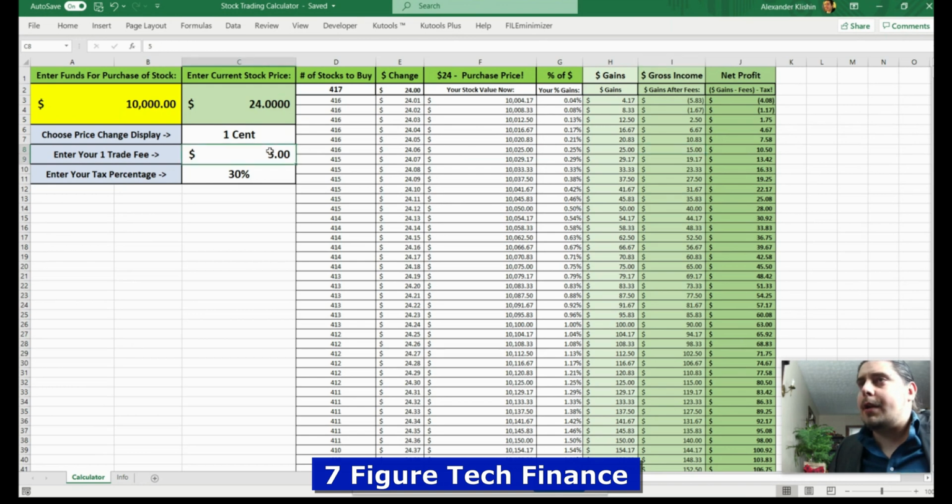So now if you're trading on NASDAQ, your brokerage account most likely will not have any kind of trading fees at this time. This means you would just enter 0 here. In this column I, you will see your gross income.